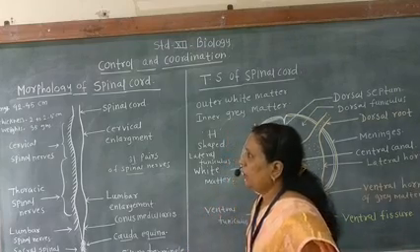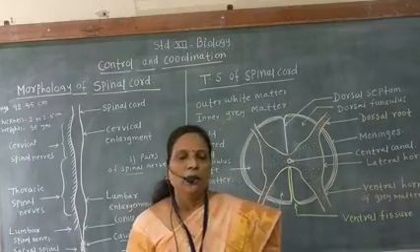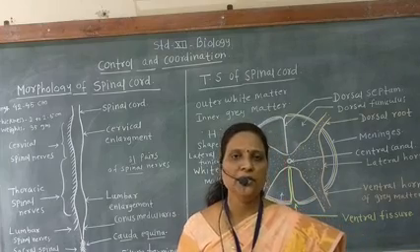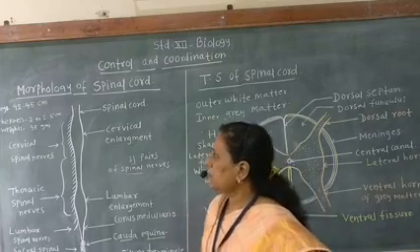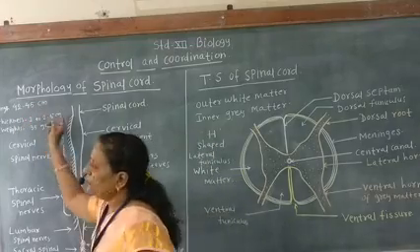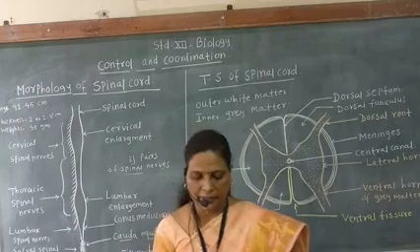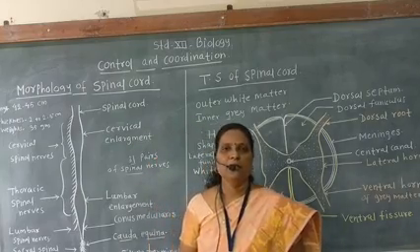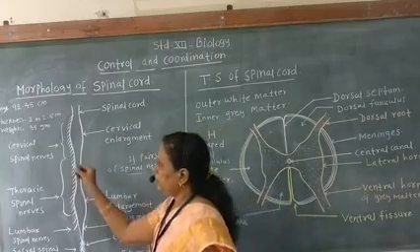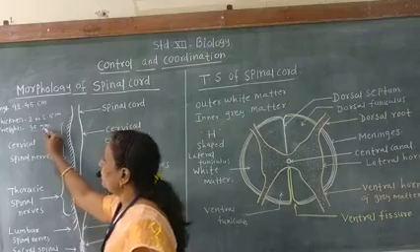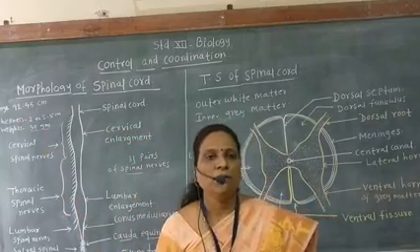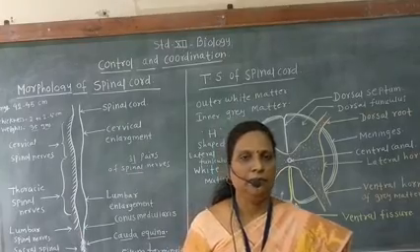The spinal cord is an elongated, cylindrical and soft whitish structure. It is about 42 to 45 centimeters in length and 2 to 2.5 centimeters in thickness. It weighs about 35 grams. It is about the size of one's little finger.